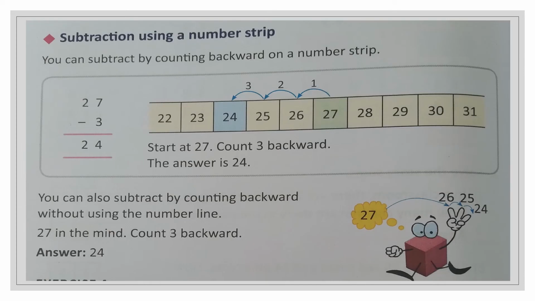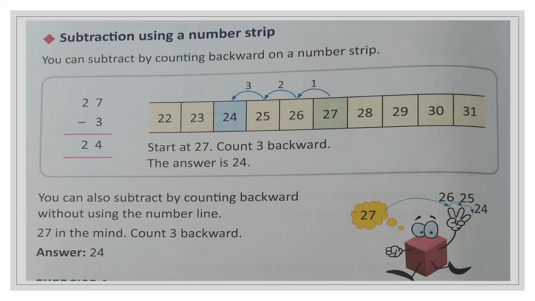Children, let us start the subtraction by using a number strip. You can subtract by counting backward on a number strip. Here we have an example, 27 minus 3. So we start at 27. We'll count 3 numbers backward from 27 and we start by 27, 26, 25, 24. Yes, the answer is 24.